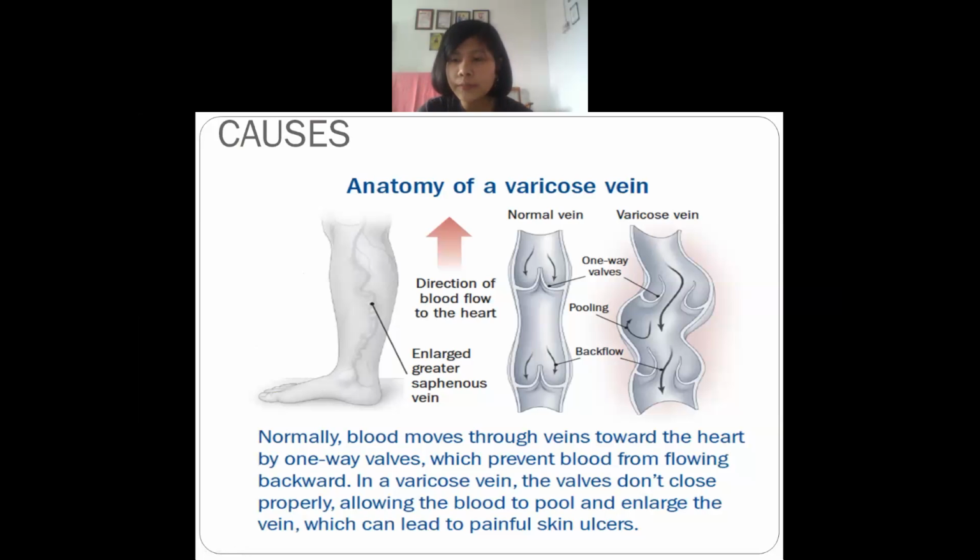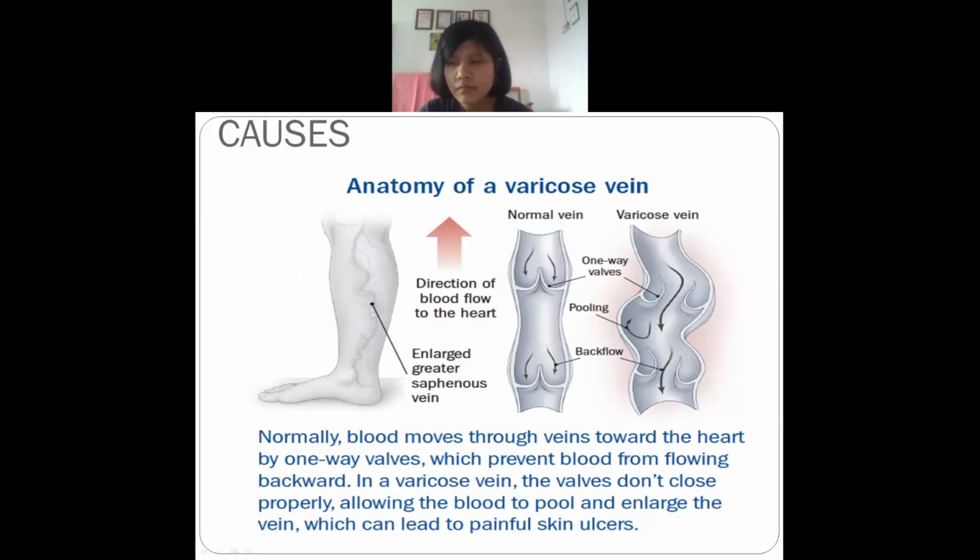These valves help in closing and opening. So in normal veins, what will happen? The valves will automatically open and the blood will go in the upward direction, towards your heart. But in the varicose vein, what will you find?